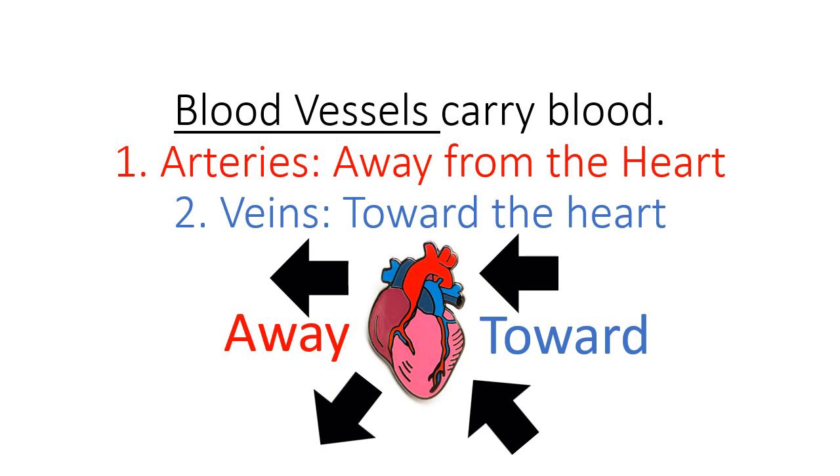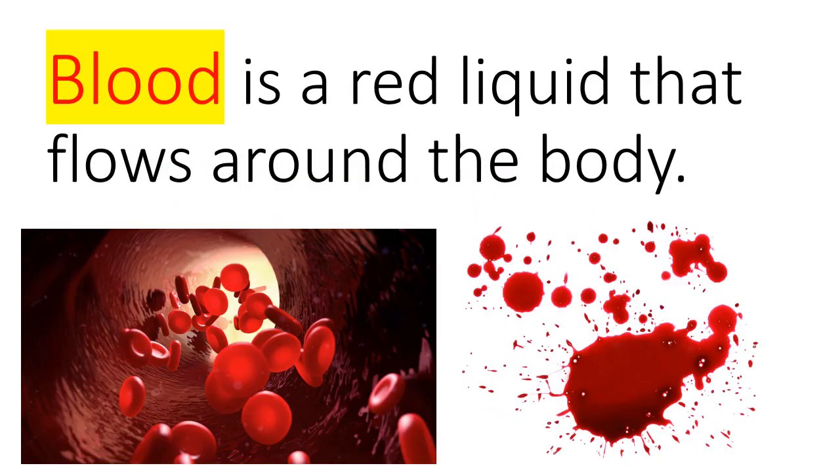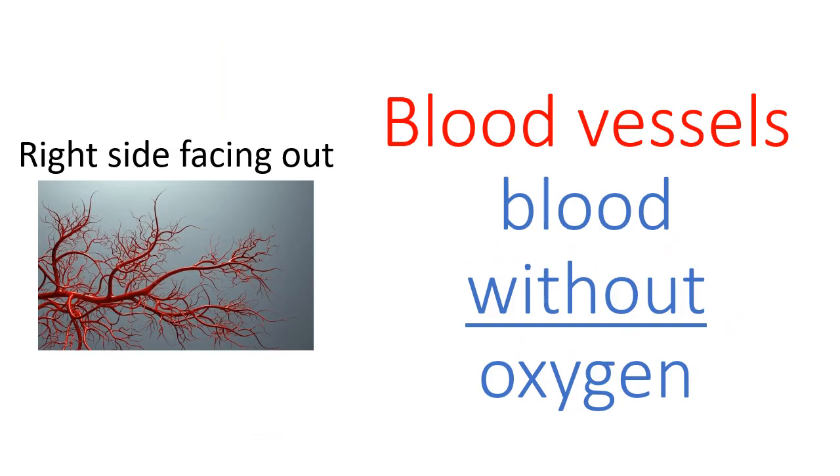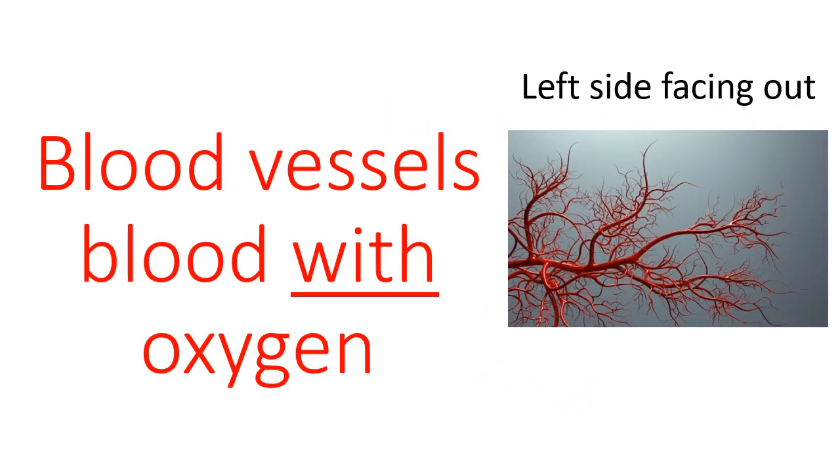So arteries are the blood vessels that carry blood away from the heart, and veins carry the blood toward the heart, and the arrows show away and toward. Blood is a red liquid that flows around the body. So we have blood vessels also without oxygen and blood vessels with oxygen.